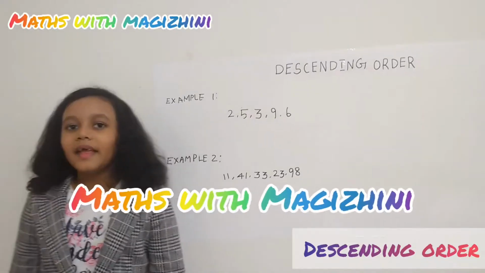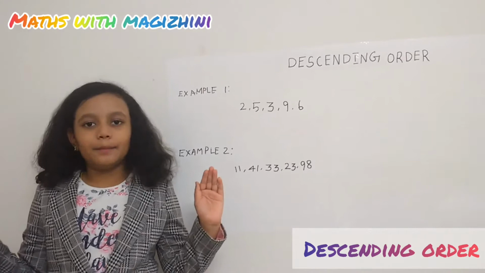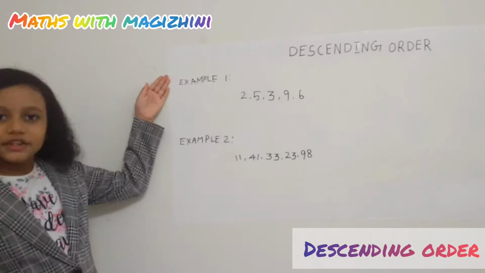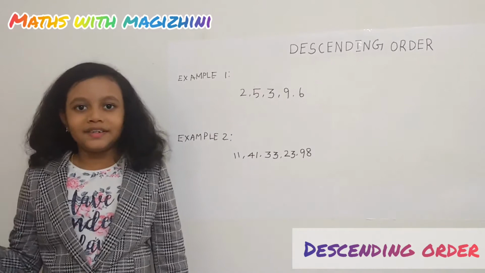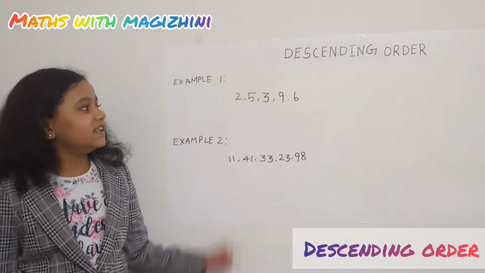About descending order. Descending order means biggest number to smallest number. Example 1. Did you notice that all of these examples were used in the previous video, ascending order video? 2, 5, 3, 9, and 6. And now we can arrange these numbers in descending order.